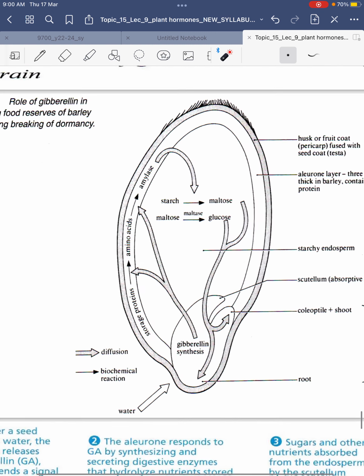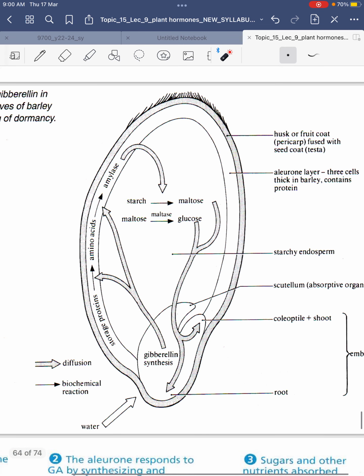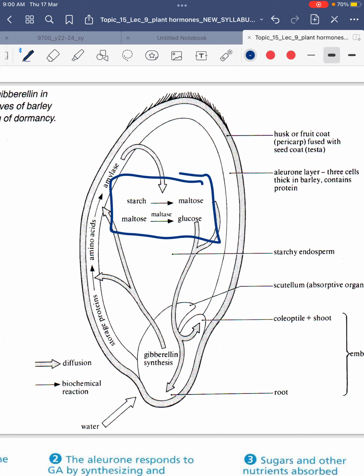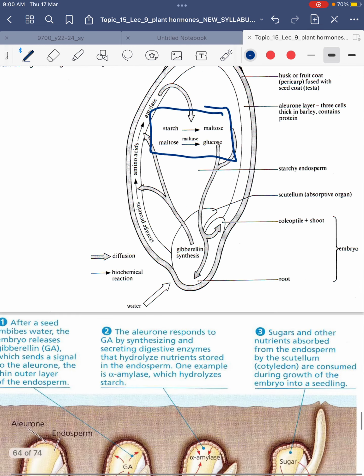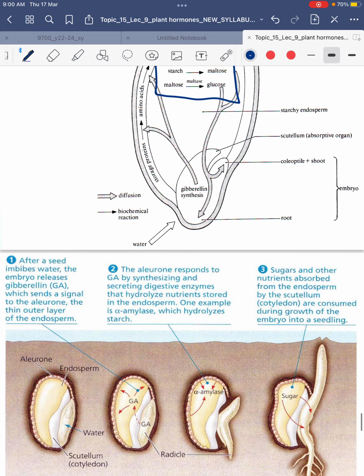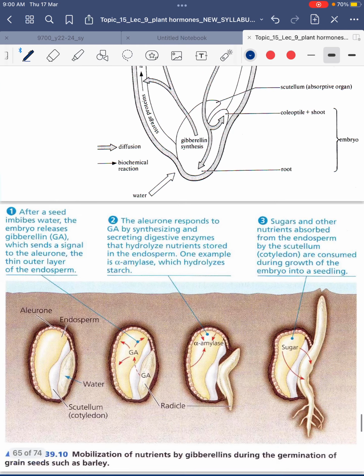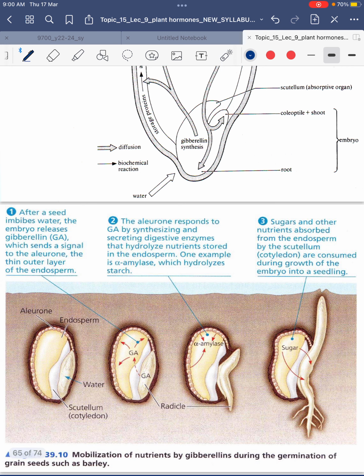Okay, this is also again taken from another textbook. As you can see here, nicely written down: starch into maltose, maltose into glucose. Okay, this is taken from a university textbook. So basically it's the same, just to double check.